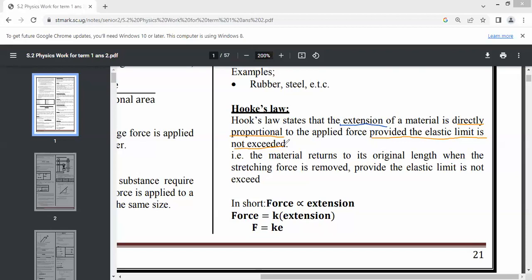Then, provided the elastic limit is not exceeded, I understand this in a way that every elastic material has a limit to its elasticity, has a point where it will break. Okay, thank you, Hilda, for that wonderful answer that you have given us. Yes, Angel.